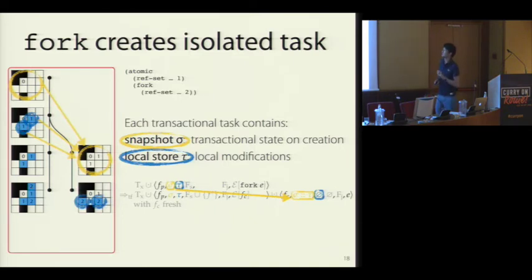Then in this child task, you can write to transactional variables, and these are stored in the local store of the child. And at the same time, you can write to variables in the parent task, and these are stored in the local store of the parent. So that means that both of these tasks can run in isolation.